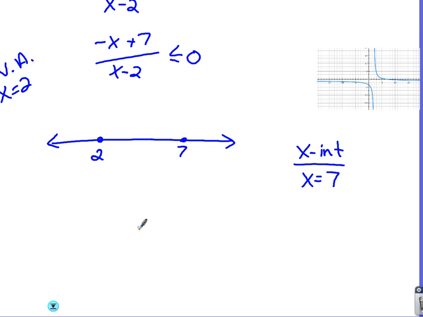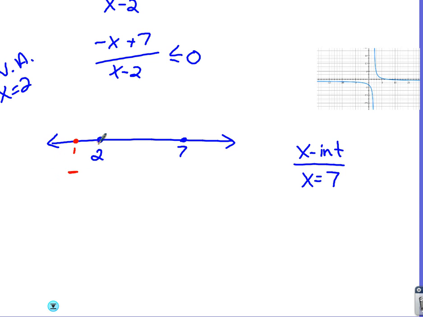Here's how I do it. I take numbers in these intervals, like 1. 1's over here somewhere, and plug it in. And I see, is it positive or negative? Because when I plug in 1, I get 6 and negative 1. That's a negative number, right? That means my graph's down there. It doesn't matter what number you get, it's a negative number. That means over here, your graph is down here.